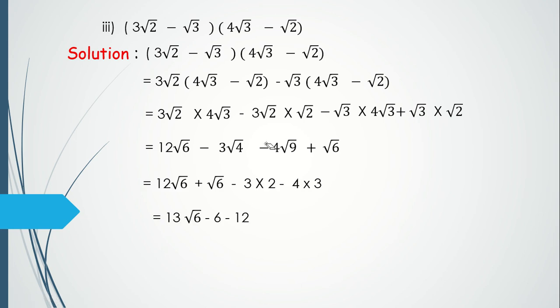And then finally see here, 12 root 6 plus root 6, we get 13 root 6. Now this is 3 2s are 6 minus 6, 4 3s are 12 minus 12 minus 18. So 13 root 6 minus 18 we will get. This is the final answer. Now further we cannot do anything because they are not like terms or like surds.